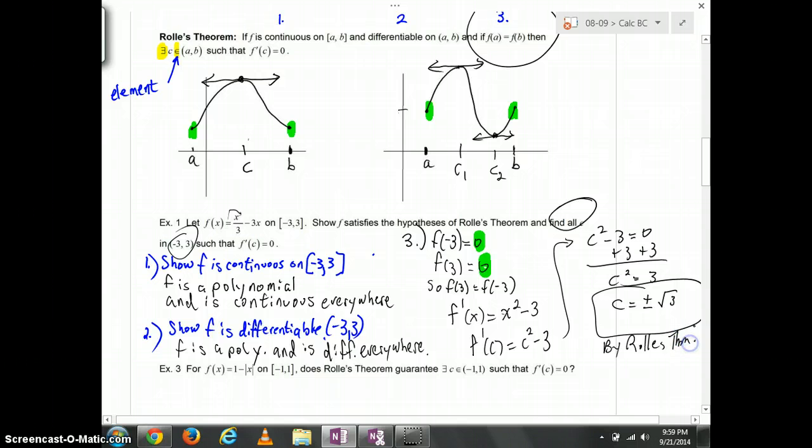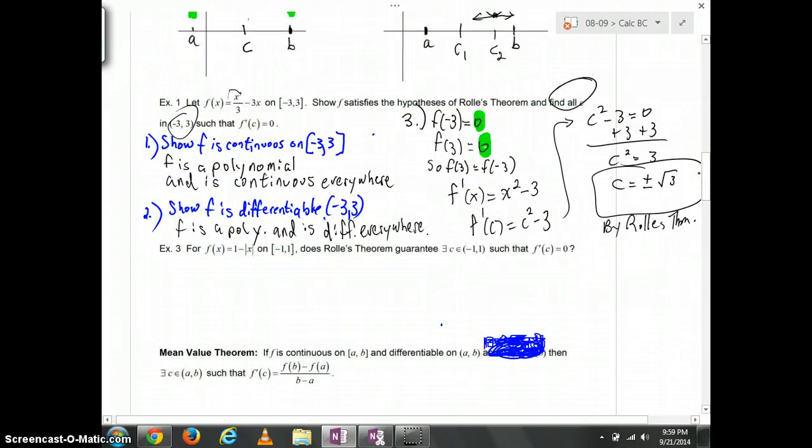Now let's take a look at this next example. Let's say that we have f of x equals 1 minus the absolute value of x. This is the opposite of the absolute value of x plus 1. So our graph is an upside down absolute value graph. It would look something like that. And we're only going to be looking at that between negative 1 to 1. Does Rolle's theorem guarantee that there is some c value such that f prime of c equals 0 here?